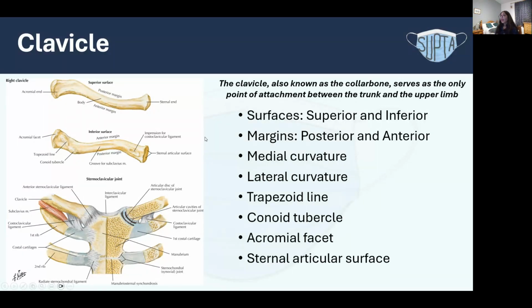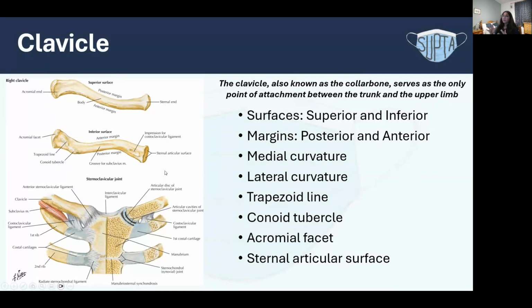Okay, so we have our clavicle right here. The clavicle has a superior and an inferior surface, and it has its anterior and posterior margins. Now, the clavicle also has its curvatures. So it has a medial curvature, it has a lateral curvature. It also has these trapezoid lines, conoid tubercles, acromial facets. So these are all points of articulation or attachment with muscles. Like, for example, the sternal articular surface, that's where it articulates with the sternum. So again, as I mentioned, all in the name. Okay, so that's how you keep yourselves oriented.